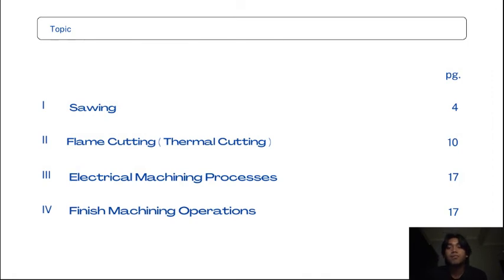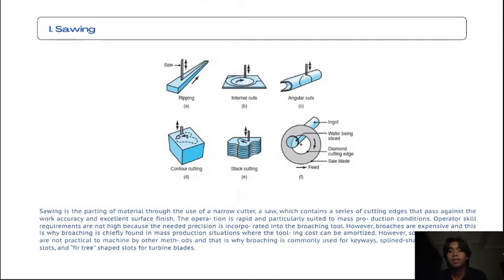In today's video, we're gonna discuss four topics. The first one is sawing. The second one is flame cutting or thermal cutting. The third one is electrical machining processes. The fourth one is finishing machining operations. Okay, we'll go to the first topic, which is sawing.